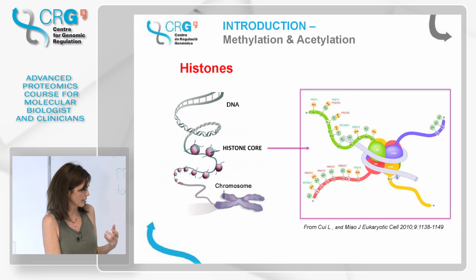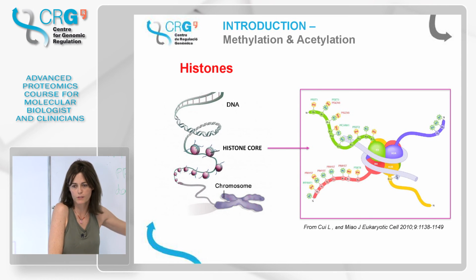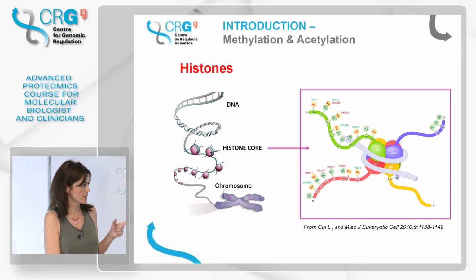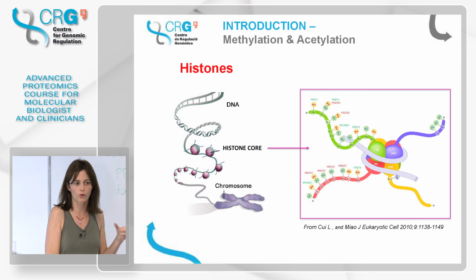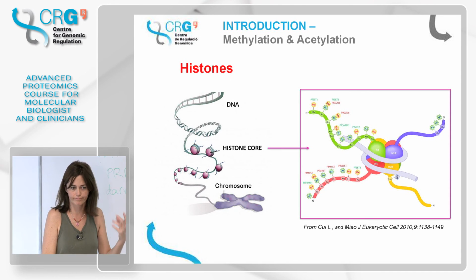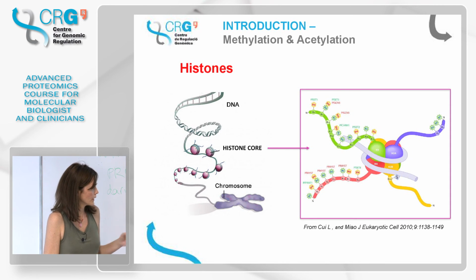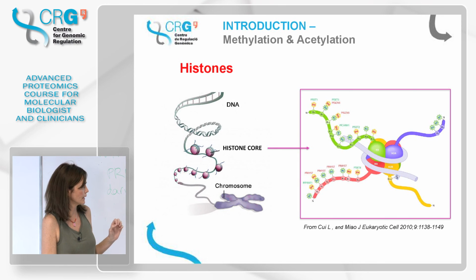Histones have these N-terminal tails that protrude from the nucleosome, and they are highly modified, specifically with acetylation and methylation. That's why we chose this example to talk about these modifications. And this specific modification, the way they are modified, is what has been called the histone code. It can interfere in transcription, DNA repair, chromosome structure, etc. So we are going to focus on the acetylation and the methylation.